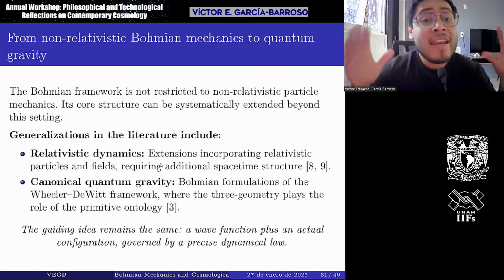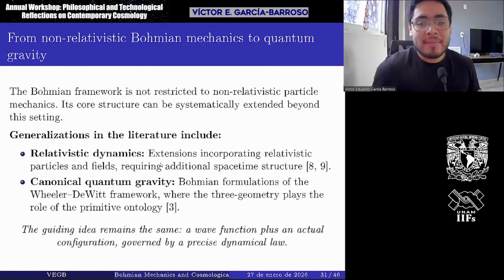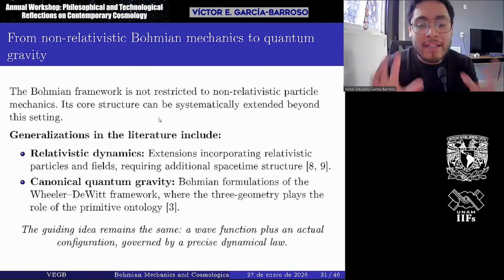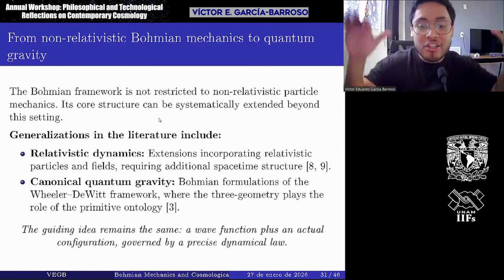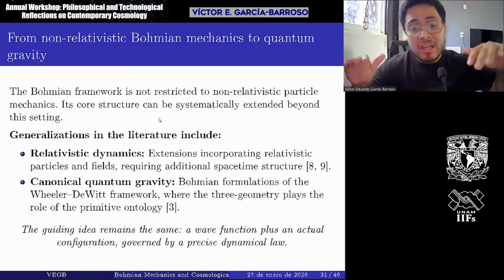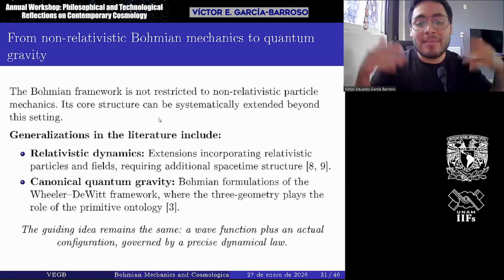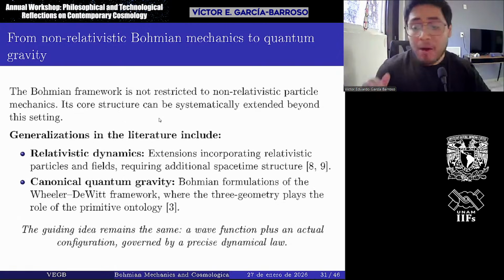A common misconception is that Bohmian mechanics is only good for non-relativistic particles. This is incorrect. The framework is flexible. We can extend it to relativistic fields, even to canonical quantum gravity. So in quantum gravity, the configuration is not particle position, but the three-geometry of space itself. The guiding principle remains the same: a wave function plus an actual configuration governed by a deterministic law.